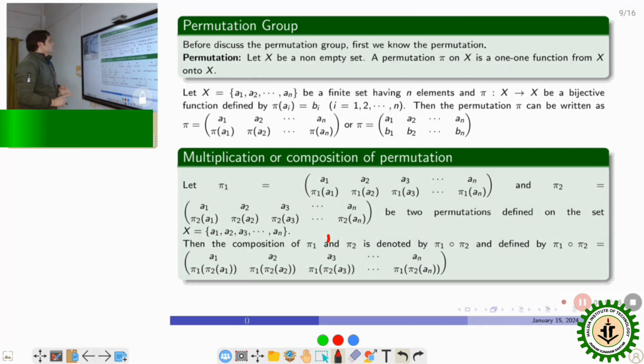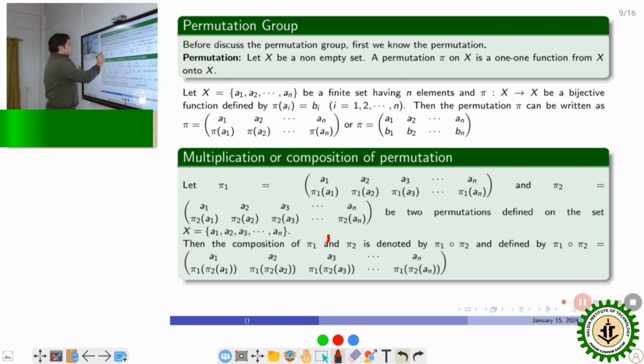Now we discuss permutation groups. To discuss permutation groups, first we need to know what a permutation is. Let X be a non-empty set; a permutation is a mapping, a function from X to X, and this function may be one-one and onto.